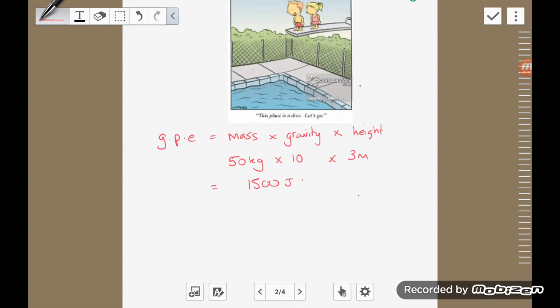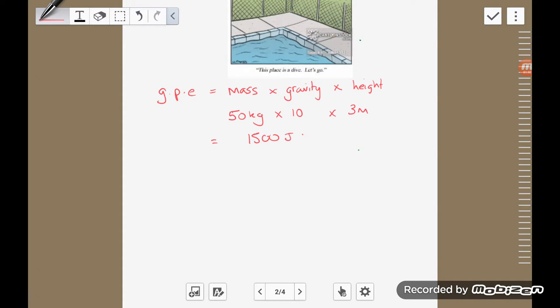Now, like the kinetic energy example I gave earlier, they might ask you to rearrange the equation. So they might give you a gravitational potential energy, for example, of 2000 joules, and say that the height is 5 meters, gravity is 10, and then they might ask you to calculate the mass. And so we just rearrange GPE equals mass times gravity times height. We've been given the GPE, we've been given the gravity, and we've been given the height.